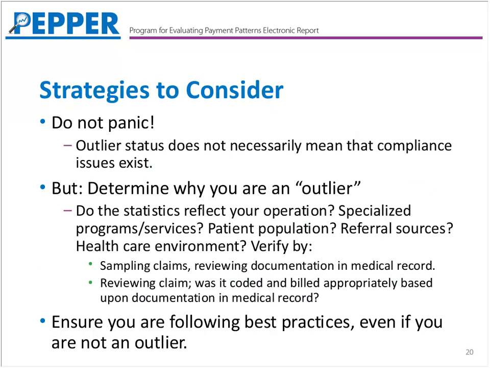Once you receive your PEPPER, if you see a lot of red or green in your PEPPER, the first thing I want to stress is for you not to panic. Just because you're an outlier in a target area doesn't necessarily mean that you have any compliance issues going on. Remember, by design, there are always going to be 20% of the IPFs identified as a high outlier, and 20% identified as a low outlier for that comorbidities target area. So just remember, it's claims data, and we're comparing you with everybody else, so it doesn't necessarily mean that anything's going on. But I do want you to think about why you are an outlier and ask yourself these questions that we've covered today. Do those statistics reflect your population and your operation? Do you have any specialized programs or services that might affect the way your numbers look? Referral sources, anything in the external healthcare environment. So just think about all the things that could affect your data and keep that in mind.